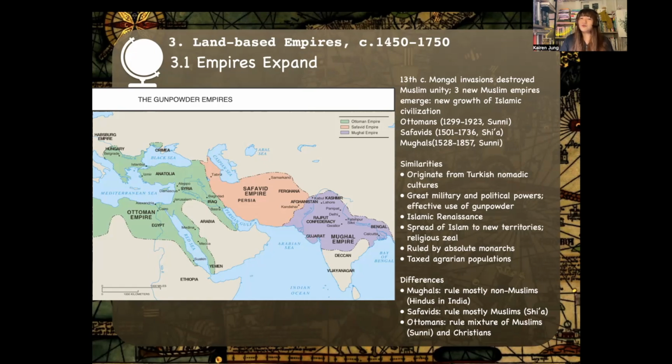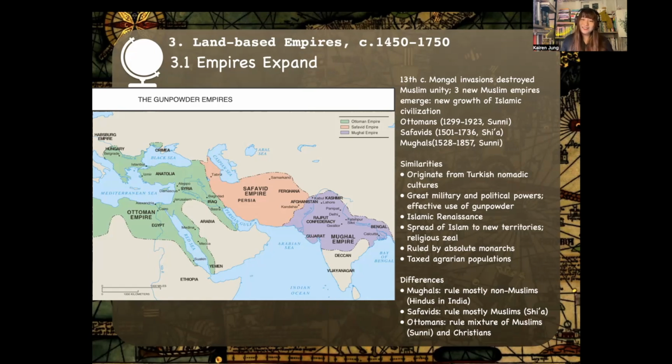They all originated from Turkish nomadic cultures. They had great military and political powers, as well as effective use of gunpowder. They had an Islamic Renaissance, and they spread Islam to new territories with their religious zeal. They were ruled by absolute monarchs, and they taxed agrarian populations.